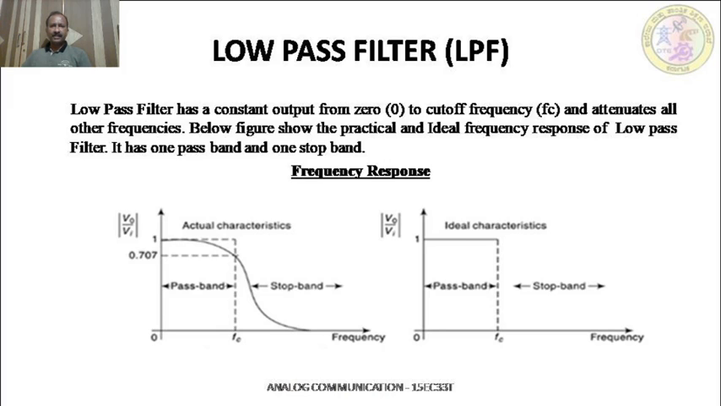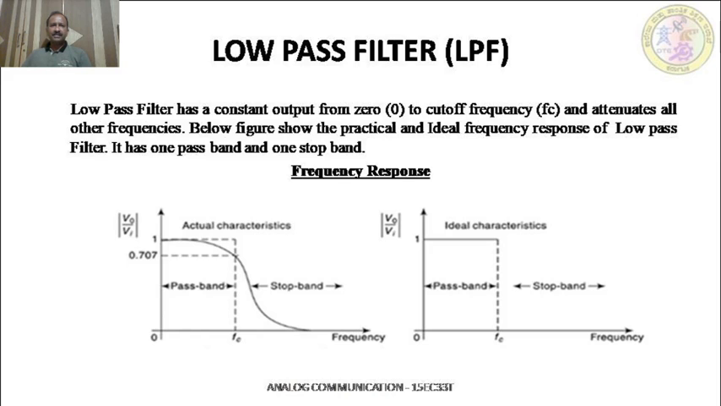In the ideal frequency response, you are going to get a constant output from 0 to FC frequency. For frequencies above FC, you are going to get 0 output. The range of frequencies from 0 to FC is called the pass band. Frequency components above FC are called the stop band. The frequency that separates the pass band and stop band is called the cutoff frequency.